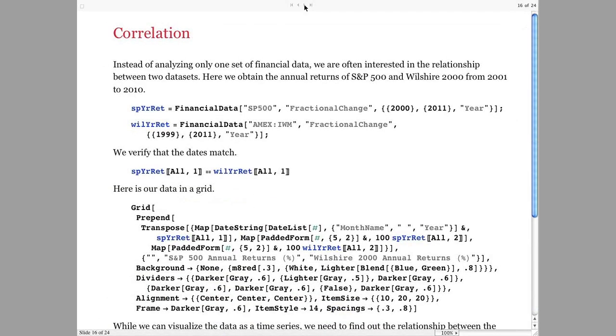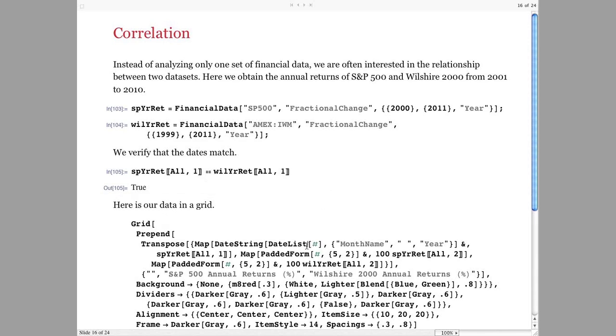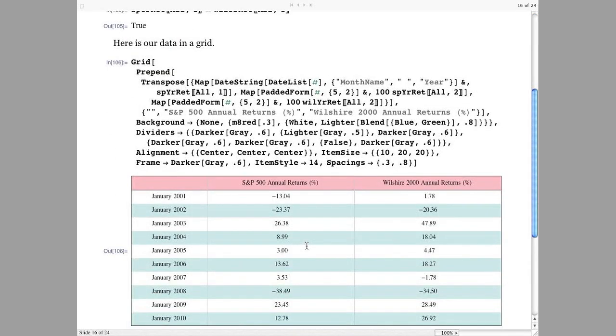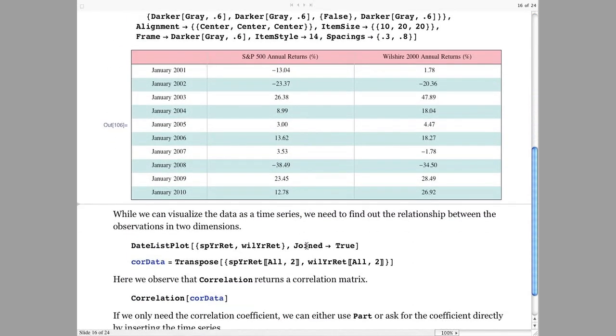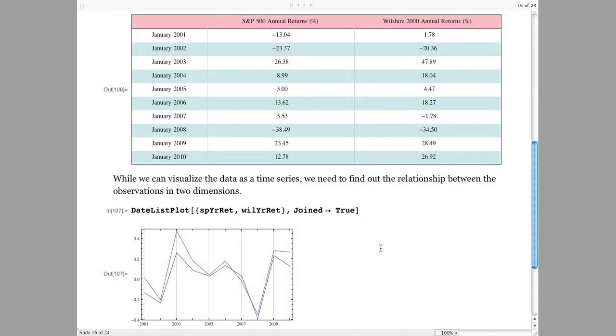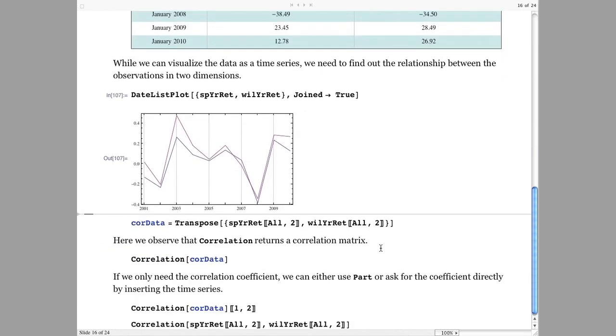We're often interested in the relationship between two data sets. Here we obtain the annual returns of S&P 500 and the Wilshire 2000. We verify the dates match, and we place our data in the grid. We can visualize our data as a time series. But let's find out the relationship between the observations.